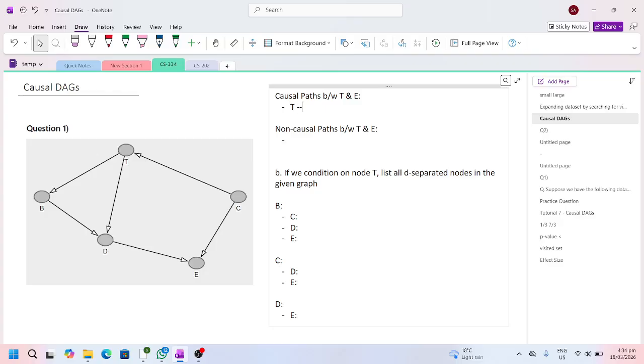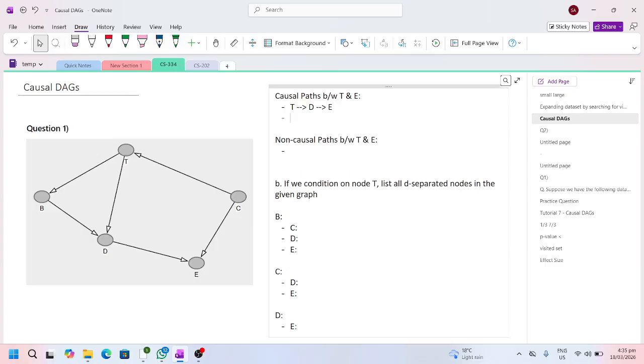I can list one such path over here, for instance. T goes to D, and then that goes to E. Are there any other causal paths in this graph? T to B, B to D, and D to E. Perfect, you are right. This is another causal path. Other than these, there aren't any causal paths in this graph.